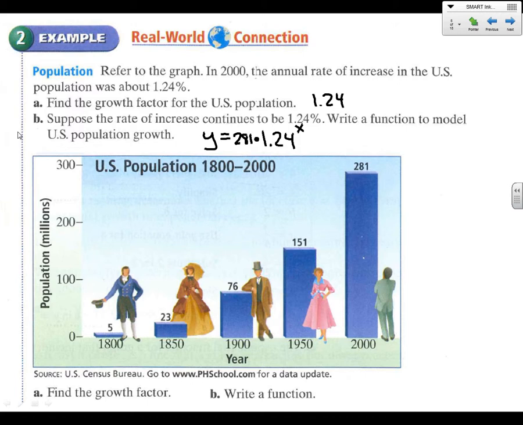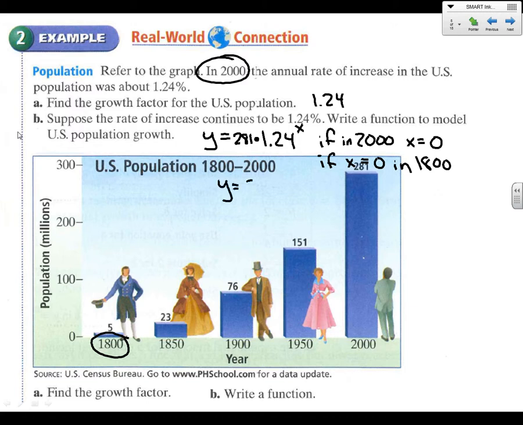Okay? If we're going to start in 2000, then in 2000, x equals 0, okay? So you need some starting point. If we decided that x was 0 in 1800, then we would rewrite our graph and say y equals 5, the original value, times 1.24 to the x. So growth factor, original value.